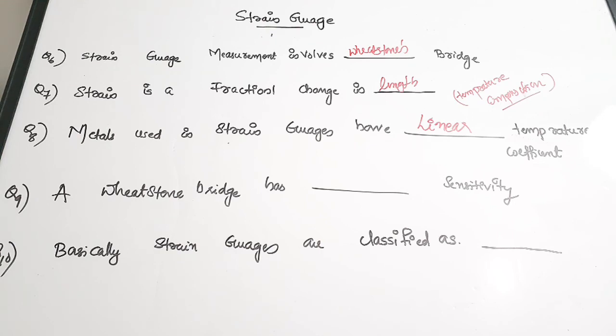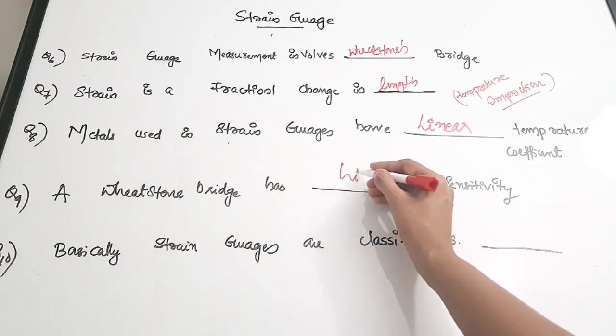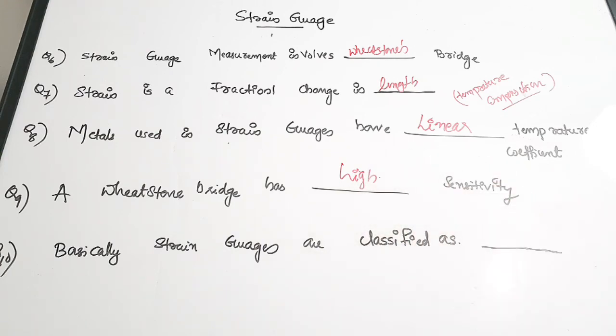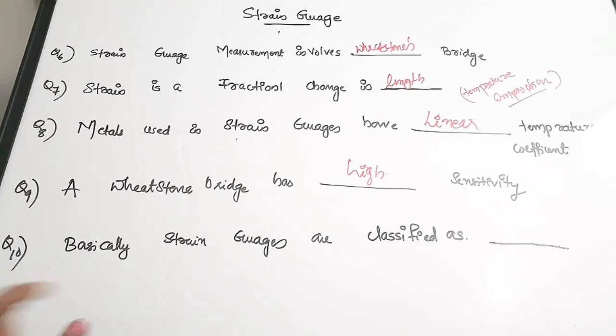Next question. A Wheatstone's bridge has dash sensitivity. A Wheatstone's bridge is a very highly sensitive device because when we are measuring the change in resistance, it should be very accurate, and only then we'll get the correct value of our strain. We have already seen the equation connecting the change in resistance, the strain, and the gauge factor. In that equation, if the change in resistance is accurate, we'll get the accurate strain value. So the Wheatstone's bridge is a highly sensitive device, and it has to be highly sensitive.